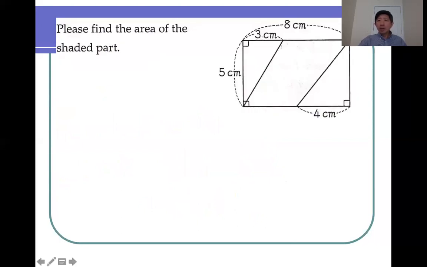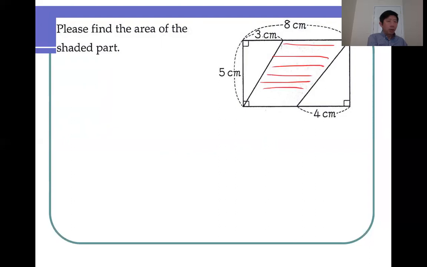All right, next problem. Find the area of a shaded part. Actually, the shaded part is this. So how are we finding out the shaded part?